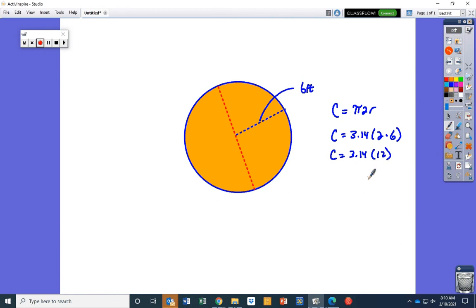Now, when I multiply these, I have 3.14 times 12. Whenever I'm adding decimals, the decimals are aligned. If I'm subtracting decimals, decimals are lined up. Do I have to line up decimals when I'm multiplying? No. I'm just going to multiply this like a regular number. So what's 4 times 2?